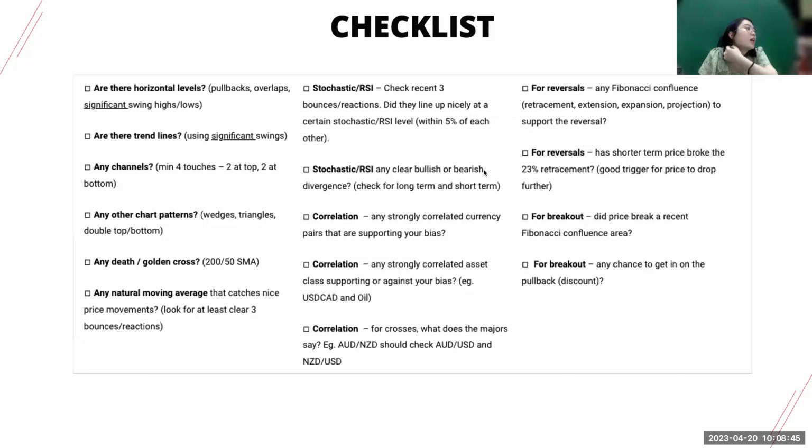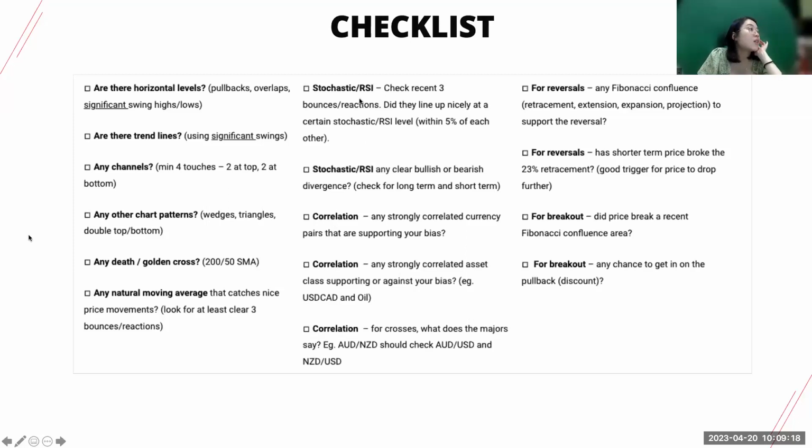Other than that, we're going to look at any patterns, so wedges, angles, double tops, double bottoms, head and shoulders, inverse head and shoulders, whatever chart patterns we can find, we're going to look for it on the chart. Other than that, we can implement some indicators. So for example, this is not the only indicator, okay? These are just examples. You can use any death cross or golden cross, any moving average.